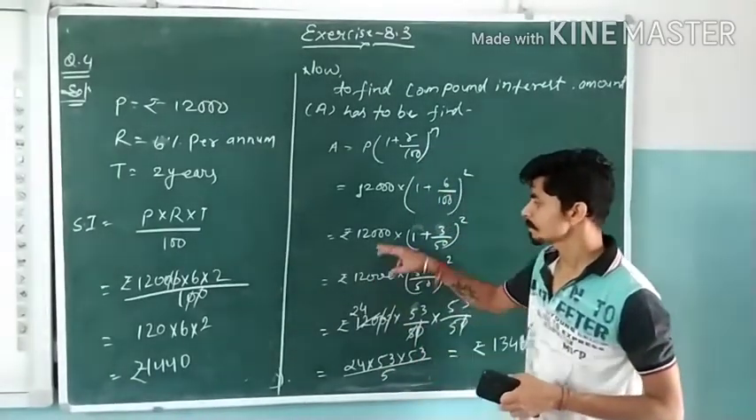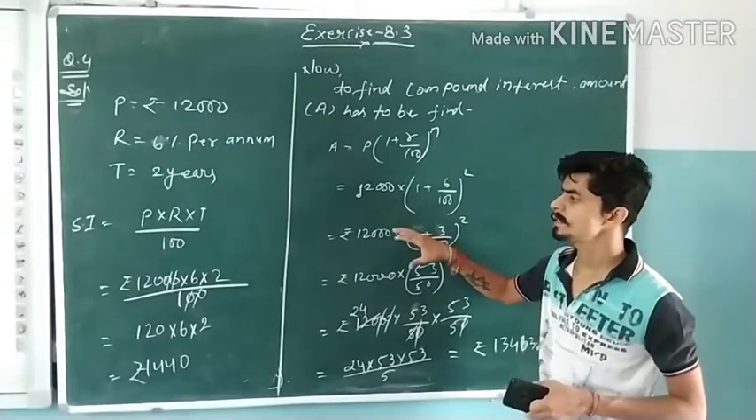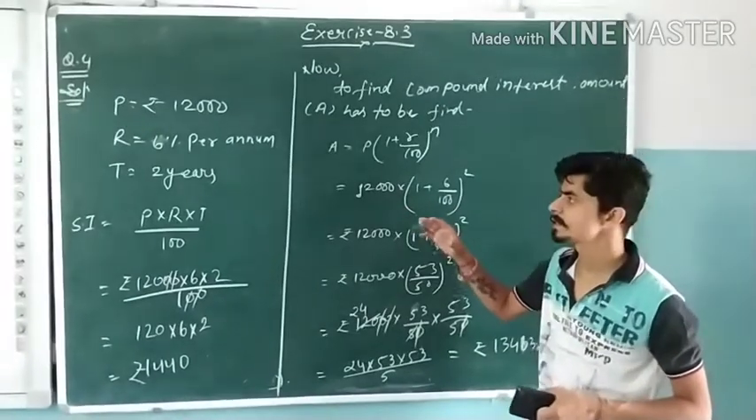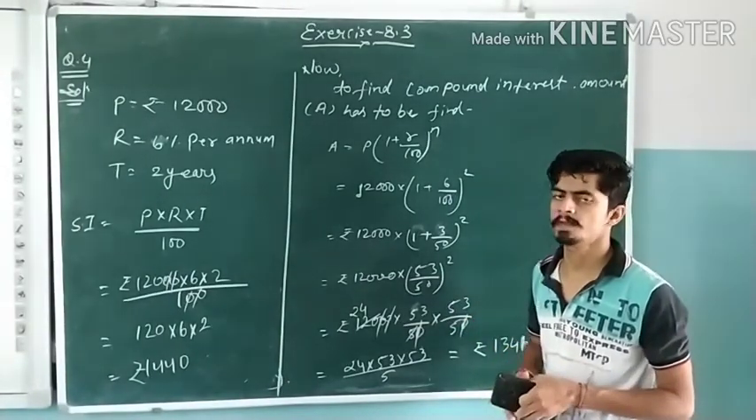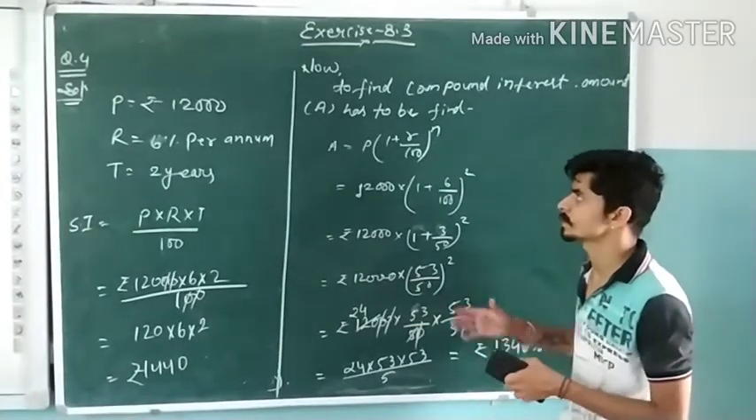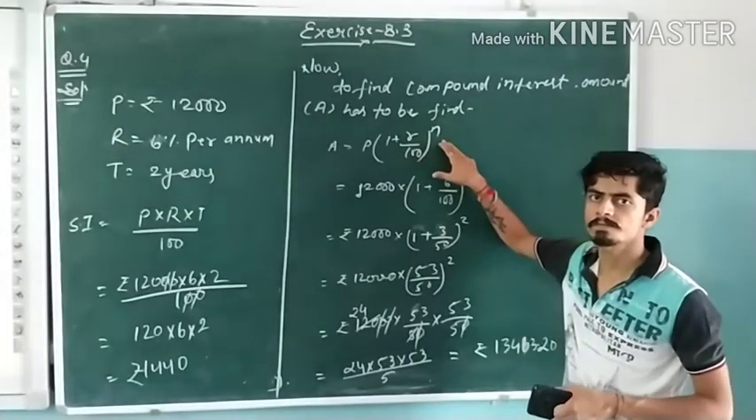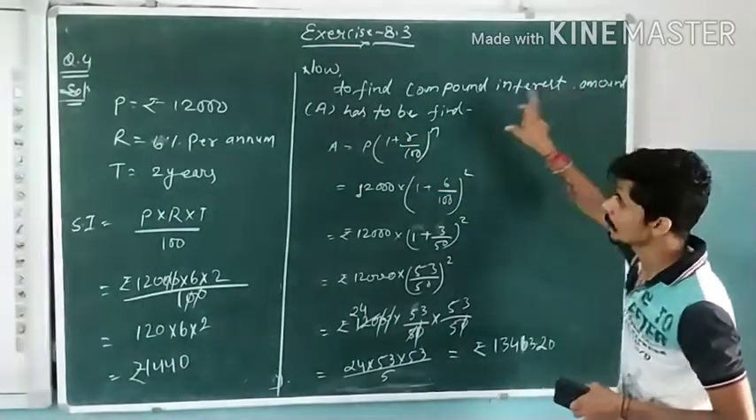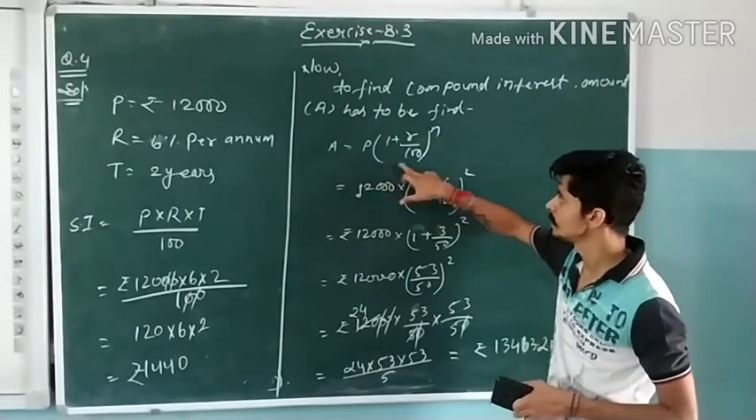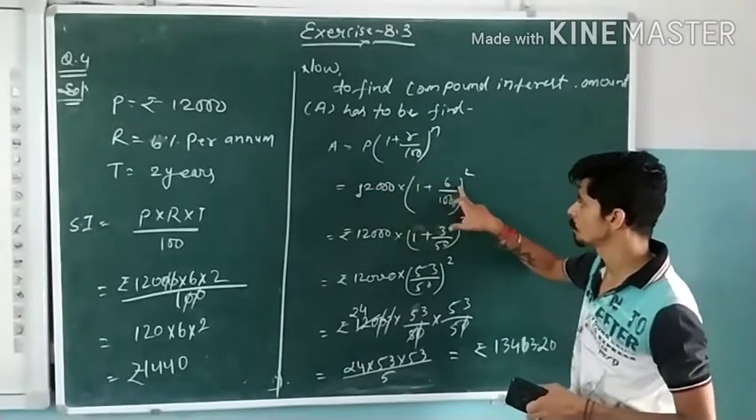Now it is given in the question, what is the amount if it is compounded annually. So when compounded annually, we have to find the compound interest, and for compound interest, firstly we have to find the amount. So to find compound interest, the amount has to be found. This is the formula of the amount. We have to put all the values.